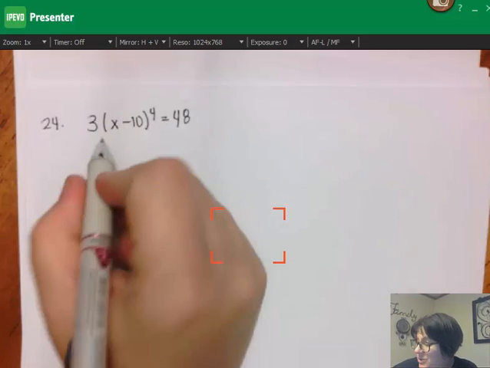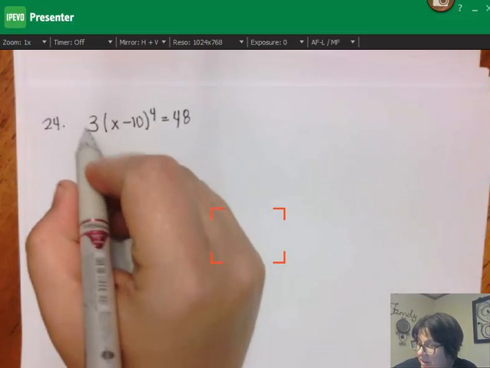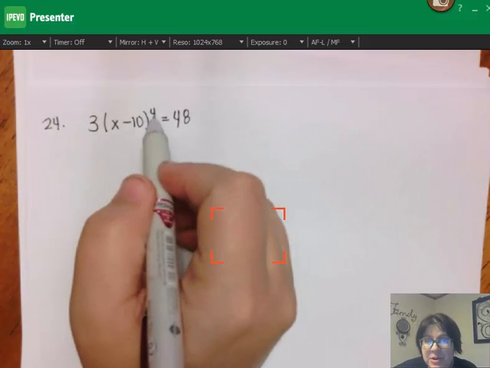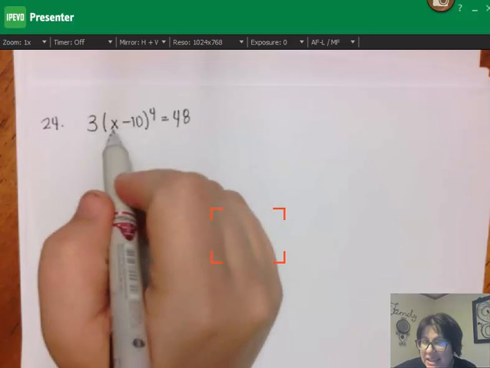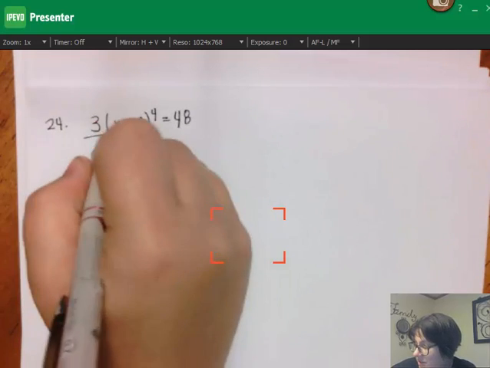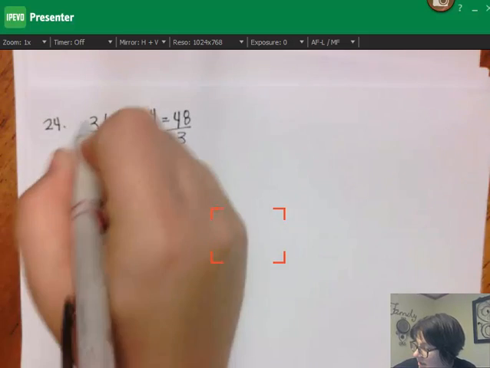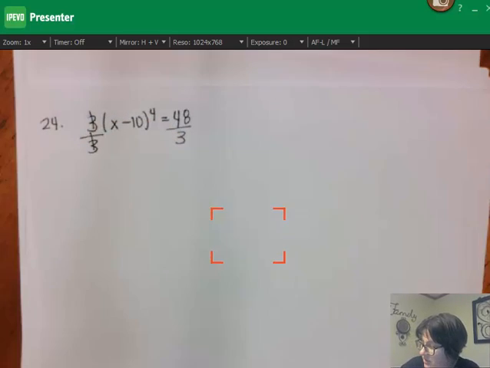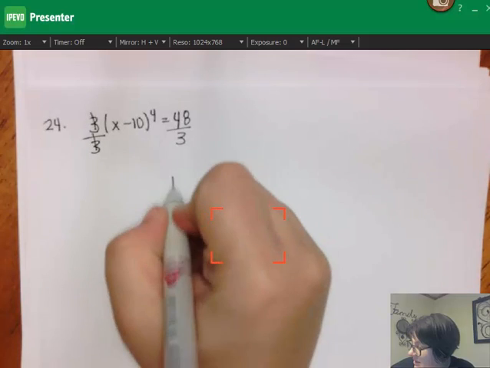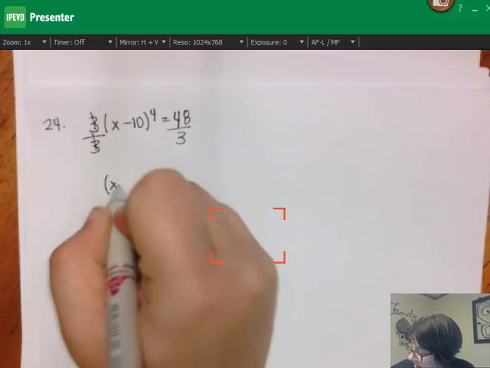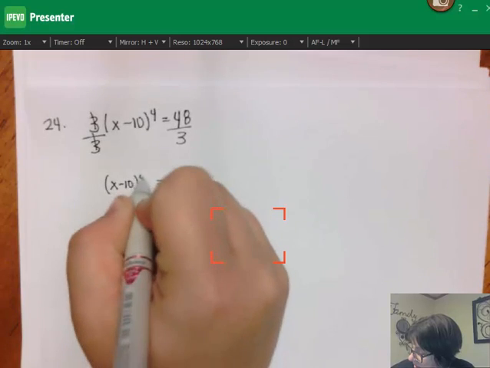Start by undoing, so you do actually have to divide by 3 first. If you decided to take things to the reciprocal power, you'd have to do both things on this side. So I divide first. Divide by 3, divide by 3. That will cancel those. Now 48 divided by 3 is 16. So 16 equals (x minus 10) to the 4th.